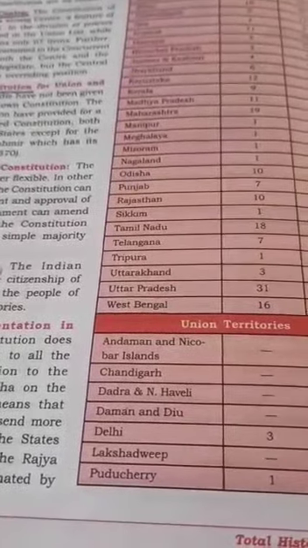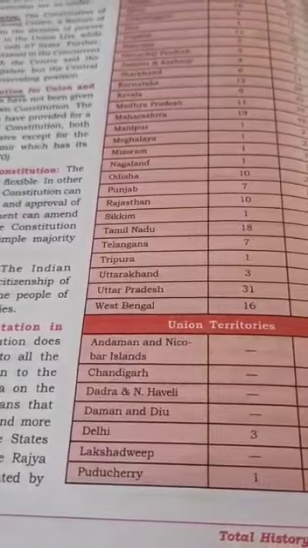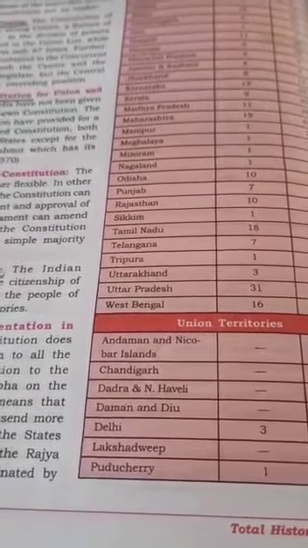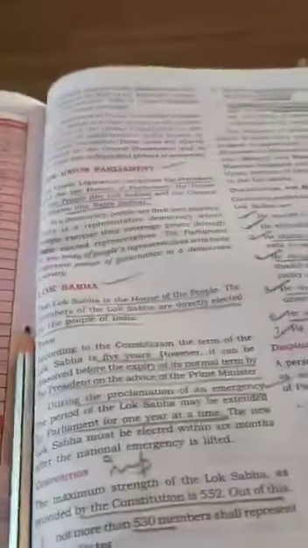Existence of the union territory is also one point I left, that all these union territories are being run by the central government only. There you will not find their own separate government. Now come to the union parliament.